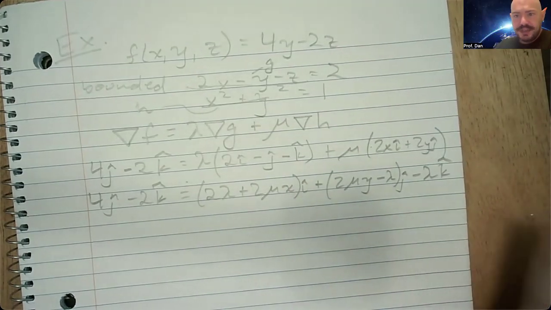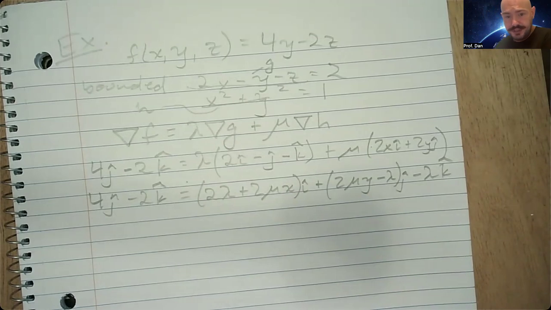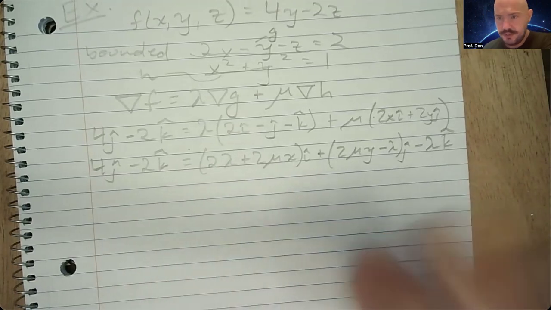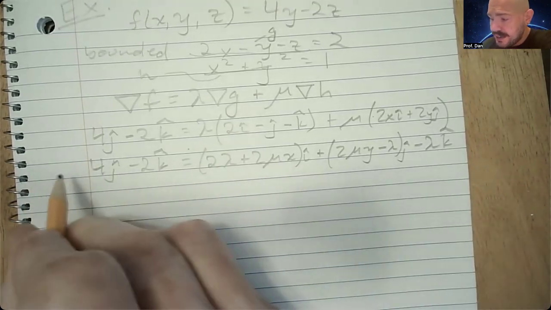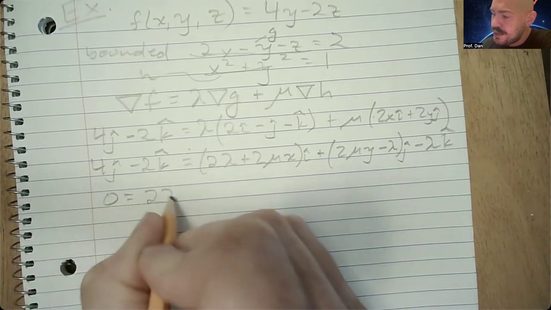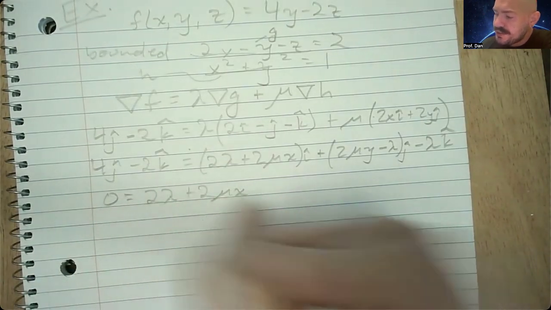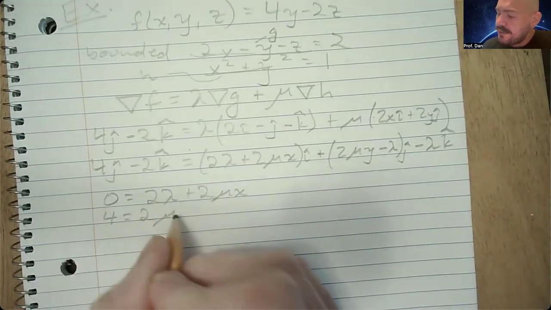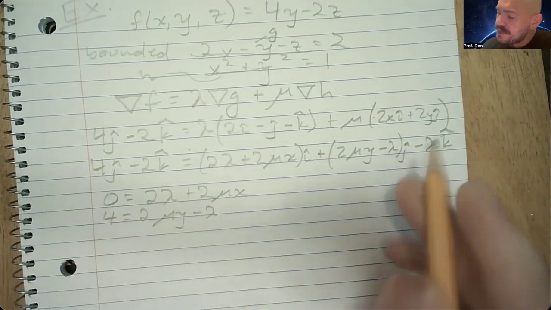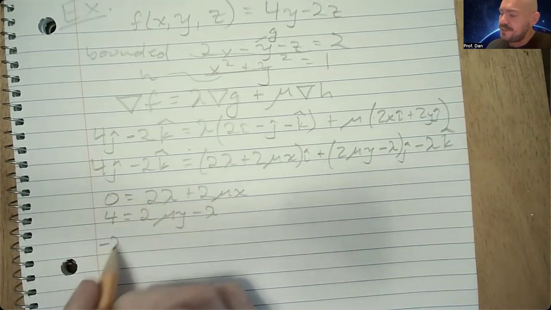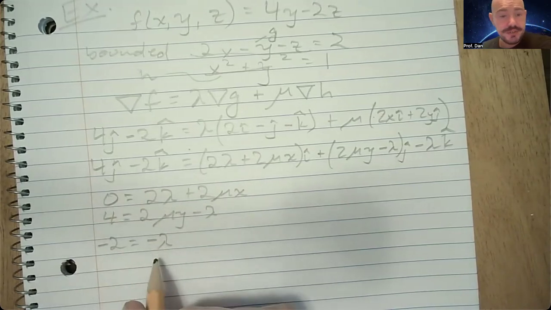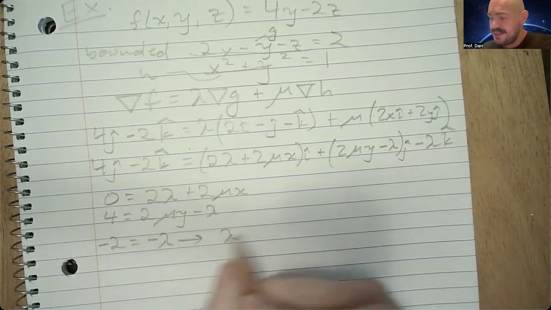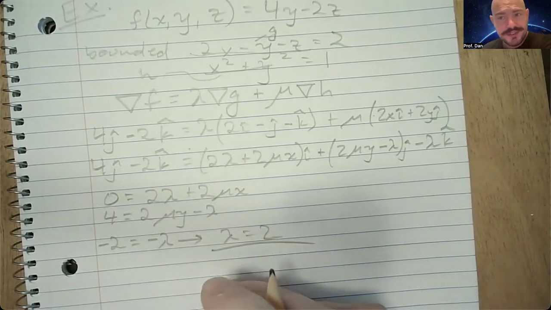And then from this point, I can get my system of three equations by setting the i components equal, the j components equal, and the k components equal. So for the first equation, there was no i over here. So we have 0 equals 2 lambda plus 2 mu x. Second equation, we get 4 is equal to 2 mu y minus lambda. And then for the third equation, we get -2 equals negative lambda. Well, that is super convenient because if I divide by -1 on both sides, I get lambda is equal to 2. Look at that, I have one of my multipliers.